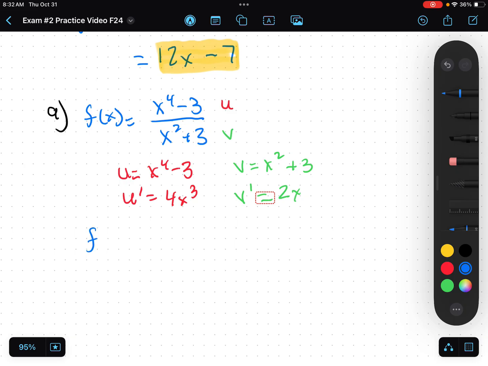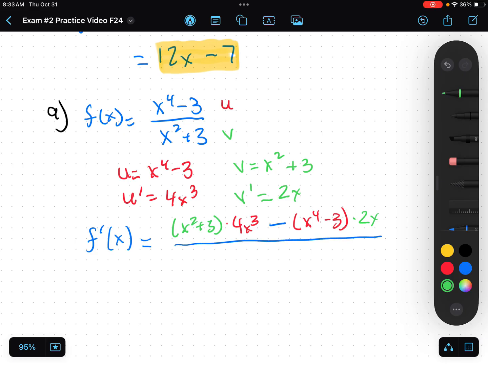All right, and then we put all the pieces in position following that quotient rule. So in the numerator, we're going to have v, which is x squared plus 3, times u prime, which is 4x cubed. Then we have a minus sign. That minus is a big deal, right? We don't want to commute those. You can't commute subtraction. Then we're going to have u v prime. So we're going to have u, which is x to the 4th minus 3, sorry. And then v prime is 2x. And we have our fraction, and our denominator is just v, x squared plus 3, and we square that. So I filled in the pieces for the quotient rule.